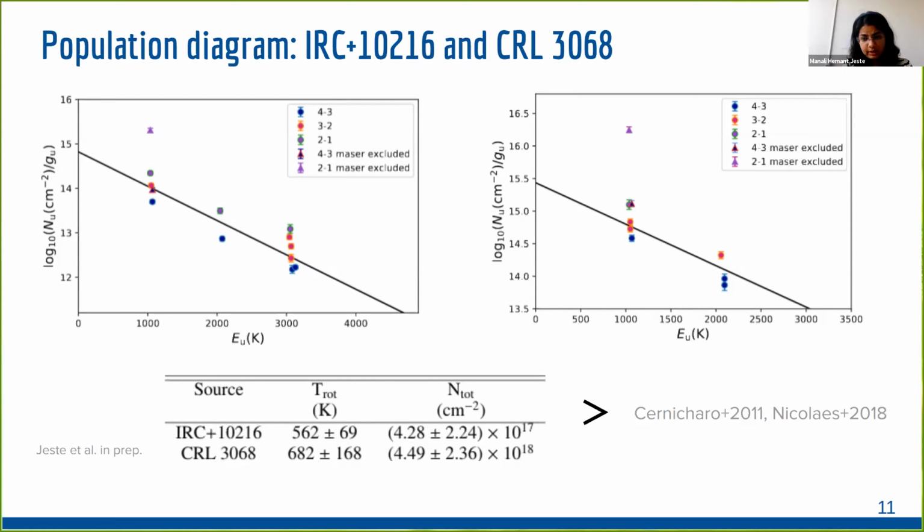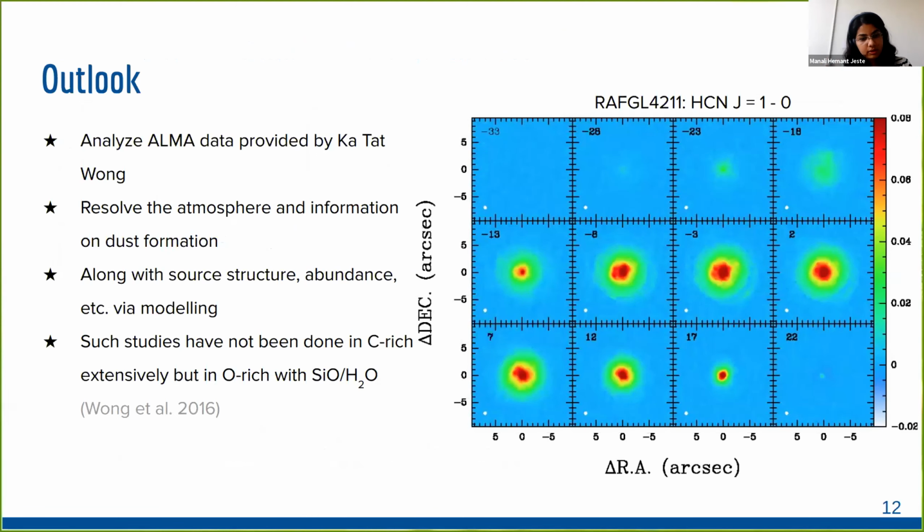So that is what we have been doing for our single dish data, but in the future we would also like to analyze the existing ALMA data that will be provided by a collaborator. It could help to resolve the atmosphere and get information on the dust formation zone of this envelope. As an example, here is RAFGL 4211 for the HCN 1-2 line, and you can see the extent of the envelope is about 10 arcseconds, and it is not a very spherically symmetric envelope. This kind of information is what we would get from interferometric data.